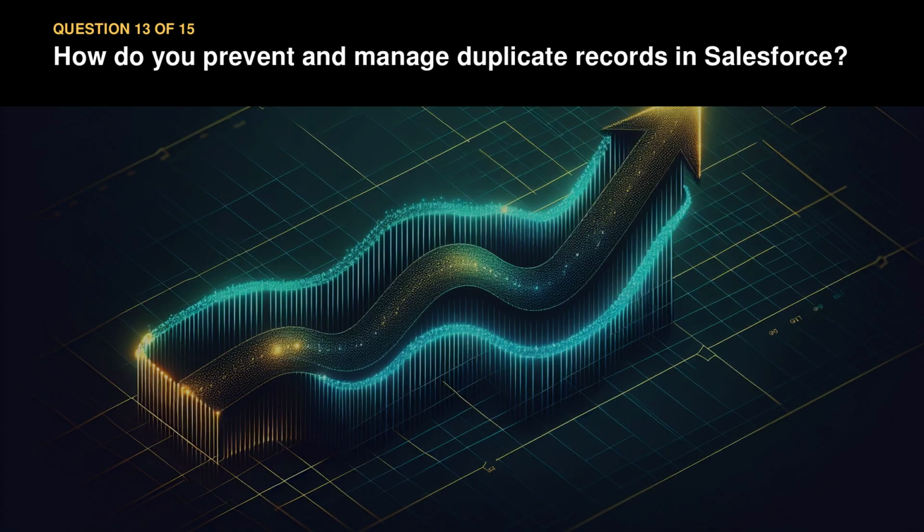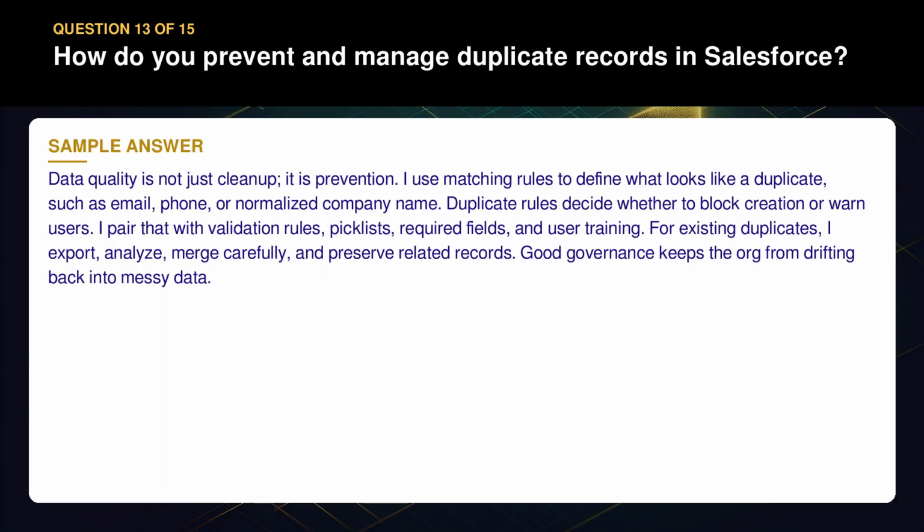Question 13. How do you prevent and manage duplicate records in Salesforce? Data quality is not just cleanup, it is prevention. I use matching rules to define what looks like a duplicate, such as email, phone, or normalized company name. Duplicate rules decide whether to block creation or warn users. I pair that with validation rules, pick lists, required fields, and user training. For existing duplicates, I export, analyze, merge carefully, and preserve related records. Good governance keeps the org from drifting back into messy data.